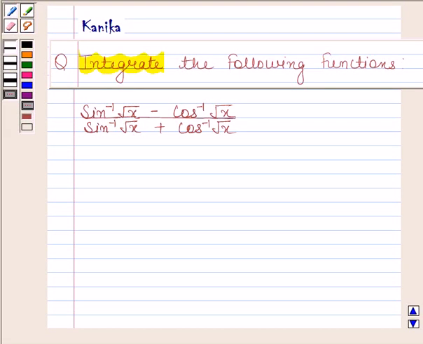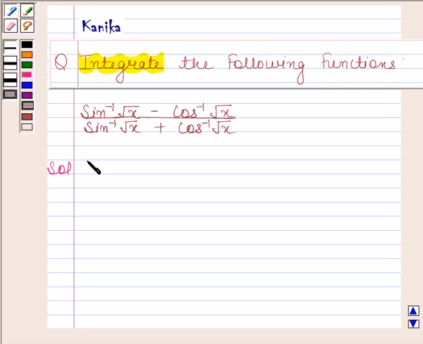Let's discuss the following question. The question says, integrate the following functions: (sin inverse root x minus cos inverse root x) by (sin inverse root x plus cos inverse root x). Let's now begin with the solution.